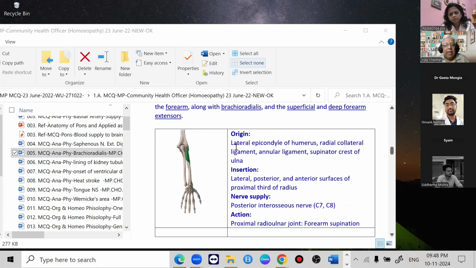So he tells us that the origin is the lateral epicondyle of the humerus, radial collateral ligament, and annular ligament across the head of the radius, and the supinator crest of the ulna. Insertion is the lateral, posterior and anterior surface of the proximal third of the radius. Nerve supply is the posterior interosseous nerve, C7 T1. So posterior interosseous nerve.